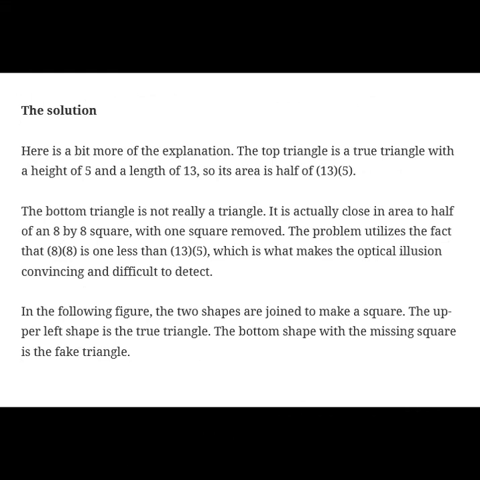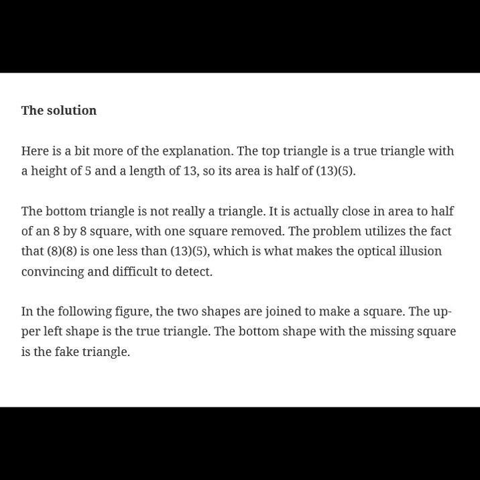It doesn't get a whole lot better, but anyway, here's a bit more of an explanation. The top triangle is a true triangle with a height of 5, length of 13, so its area is half of 13 times 5, whatever. The bottom triangle is not really a triangle. It is actually close to the area of half of an 8 by 8 square, with one square removed. The problem utilizes the fact that 8 times 8 is one less than 13 times 5, which is what makes the optical illusion convincing and difficult to detect.